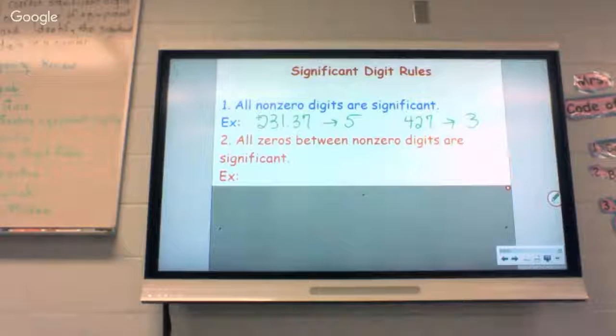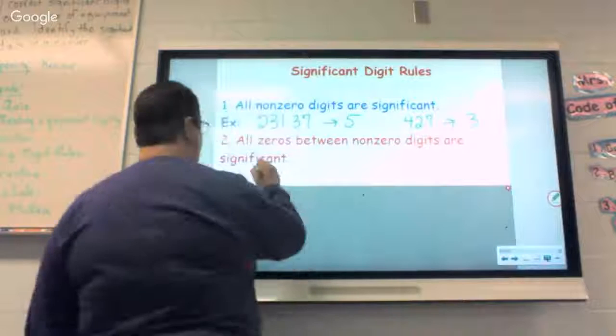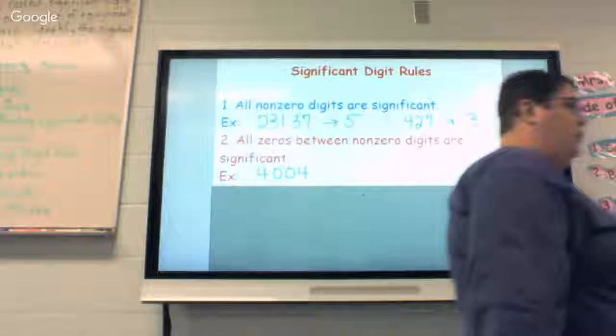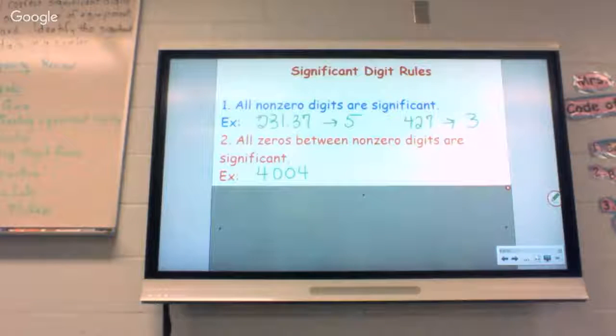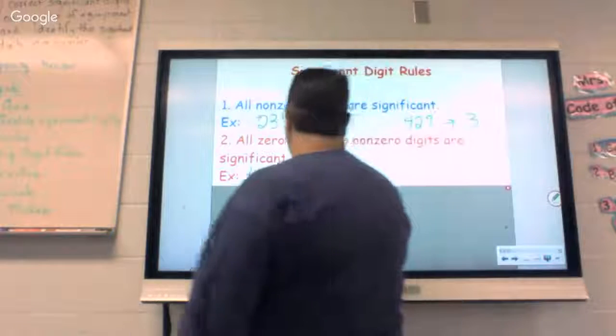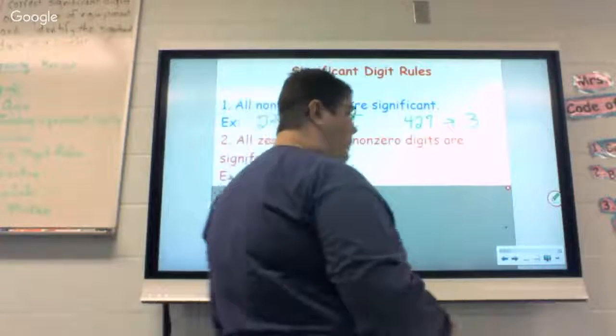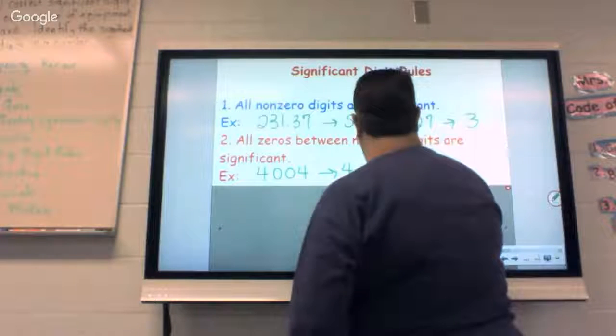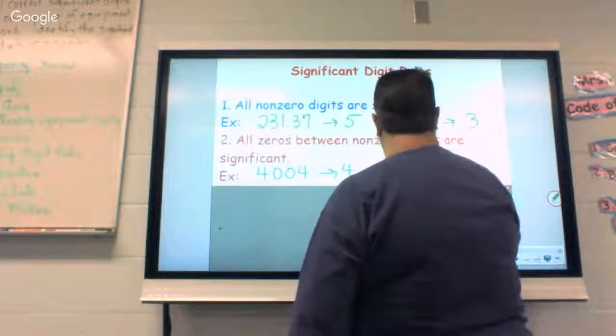If the zero is between the non-zero digits, it is significant. So, if we have a number like 4,004, where are the zeros at? They're in the middle. They're between the 2 4s. Therefore, they are what? Significant. So, there would be 4 significant numbers here. Now, in a minute, the remaining 4 rules are going to add in some decimals. So, let's just say I have a decimal here.